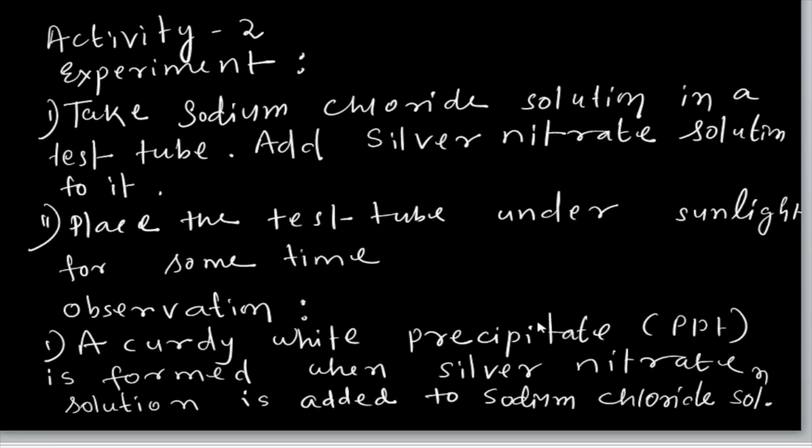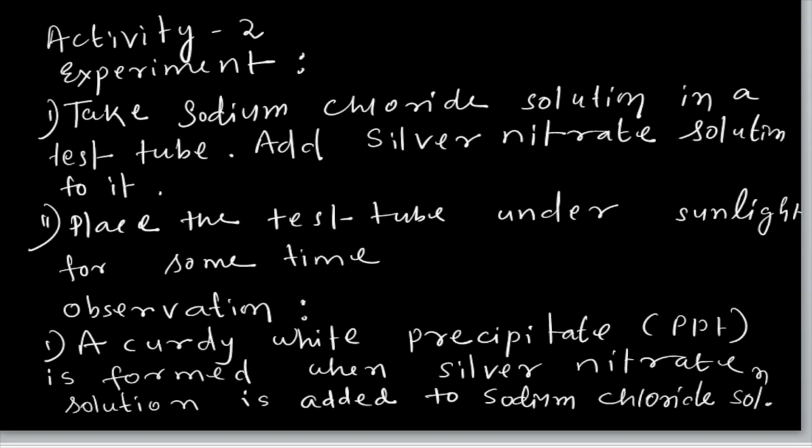Then we come to activity 2. What is that experiment? Here you take some sodium chloride solution. Sodium chloride is a colorless solid. It comes in contact with silver nitrate solution. Silver nitrate is soluble in water.